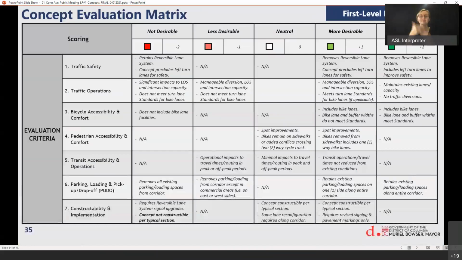This provides a little bit more detail in terms of how we looked at the evaluation criteria and then scored each of the concepts based on that criteria. So if you look at the second to top row, you can see the scoring, as I mentioned, the -2 is denoted in red. And that goes to a dark green, which is +2 as desirable. So just a couple items as an example, a -2 would be retaining the reversible lanes because that's something that we're trying to do as part of this project to improve safety. A +2 could be the addition of bike lanes because we're looking to introduce some more multimodal elements to the corridor. Next slide, please.